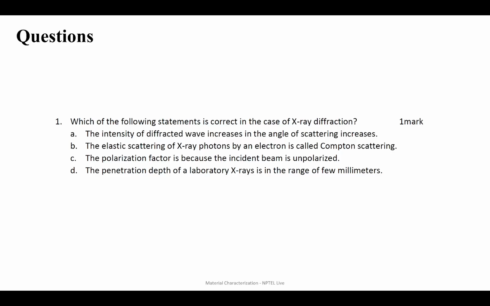Question 1: which of the following statements is correct in the case of X-ray diffraction? The intensity of the diffracted wave increases as the angle of scattering increases. The elastic scattering of X-ray photons by an electron is called Compton scattering. The polarization factor is because the incident beam is unpolarized. The penetration depth of laboratory X-rays is in the range of a few millimeters. You can write your answers in the chat.